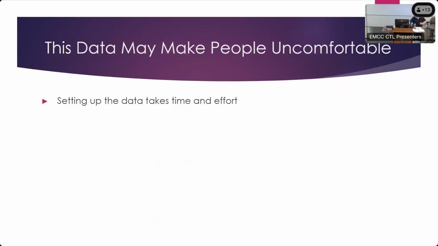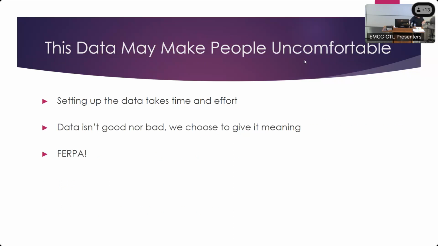Now, one thing I do want to focus a little bit on is this data tends to make people uncomfortable. It takes time to set it up. Regardless of how you're collecting learning outcome data, it takes time. Data is not good or bad. People choose to give it meanings, quite often bad connotations. FERPA, how do you protect an individual's right to privacy? We found some ways to mitigate it with this system so that we don't show data any group less than 5 students. Why 5? Why not? It's a nice number.